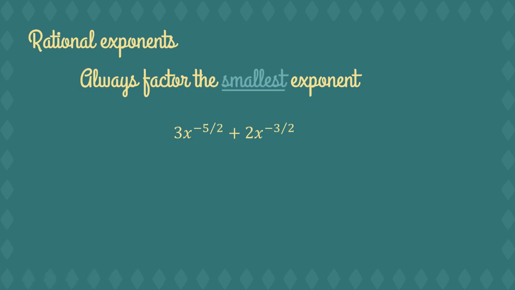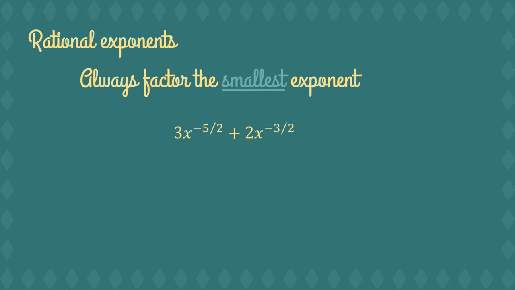The one other thing I want to talk to you about are rational exponents and how to factor those. We did this a little bit, but I know it was kind of brand new. So I wanted to talk through this a little bit, and then we can do some practice with it, okay? So the rule is to always factor out the smallest exponent.